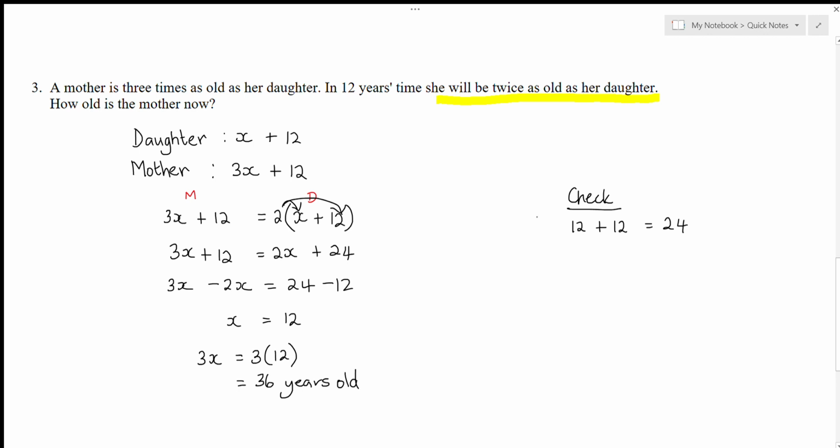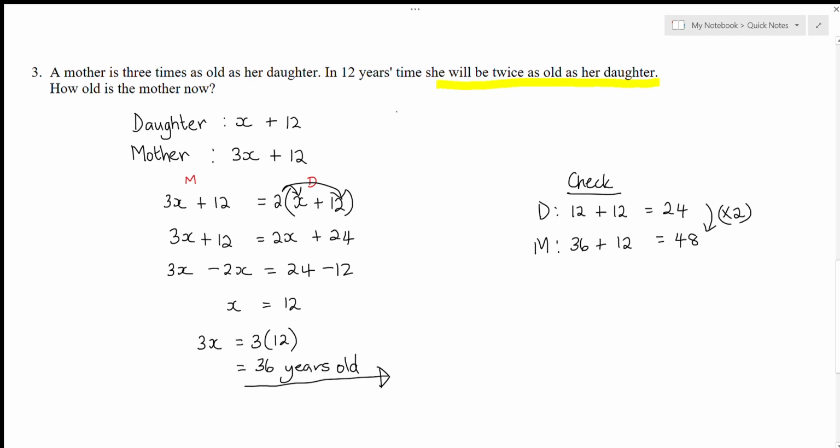That's the daughter's age. If we looked at the mother's age, she is now 36, and if I add 12 to her age, she would be 48. And 48 is twice 24. Therefore, in 12 years' time, the mother would be twice the daughter's age. But the question is just asking how old is the mother now, and this is the answer here, which is 36. That was just a check to see that your answer is correct.